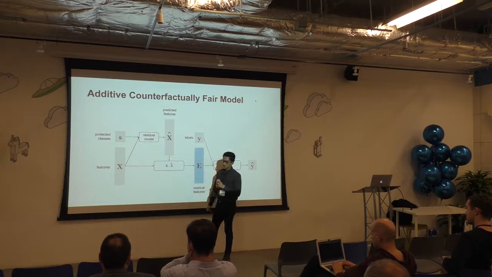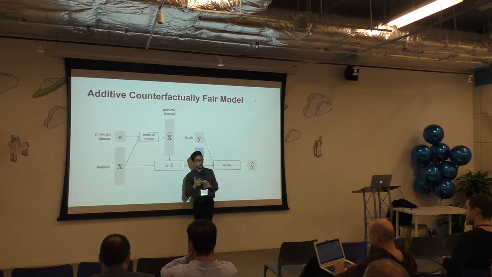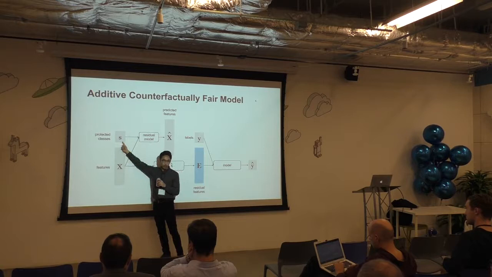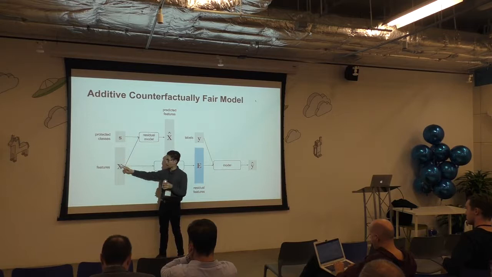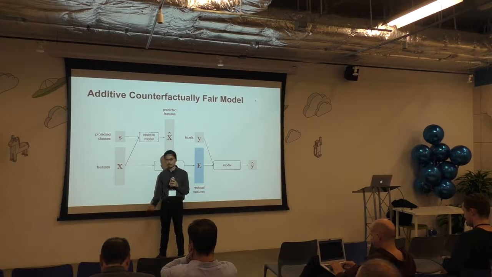In theory, this model is capturing the correlation between your protected classes S and X. If this is a logistic regression model, it's like, what weight do I put on race, how much should I weight race when determining zip code? Probably a lot. How much should I weight race when determining whether someone is a homeowner? Probably a lot as well. But you get the idea.